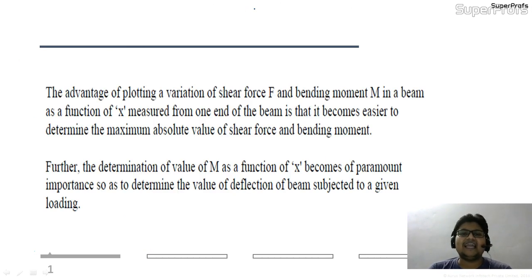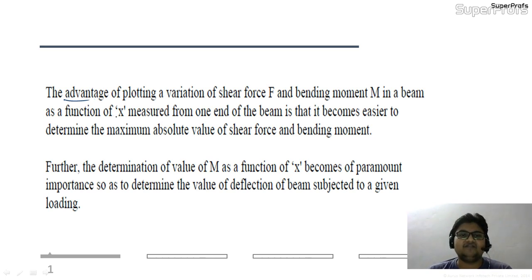Why are we analyzing this bending moment and this shear force? What is the purpose of it? What is the advantage of plotting the variation of the shear force? I told you at the beginning that the purpose of this module is to make you thorough with drawing shear force diagrams and bending moment diagrams. It is basically mathematics plus geometry that will come into our analysis. So we look at the variation of shear force F and bending moment M in a beam as a function of x.